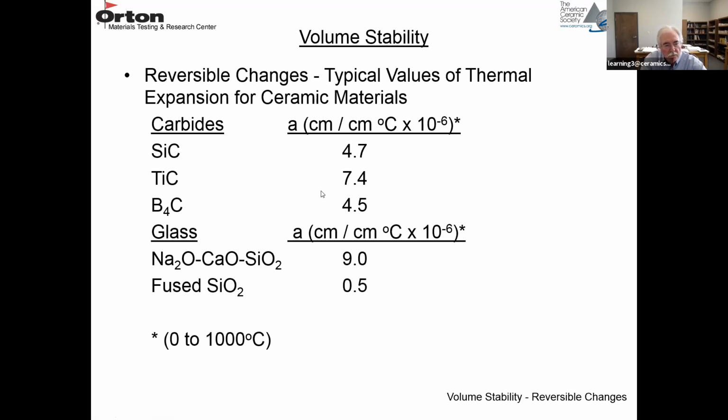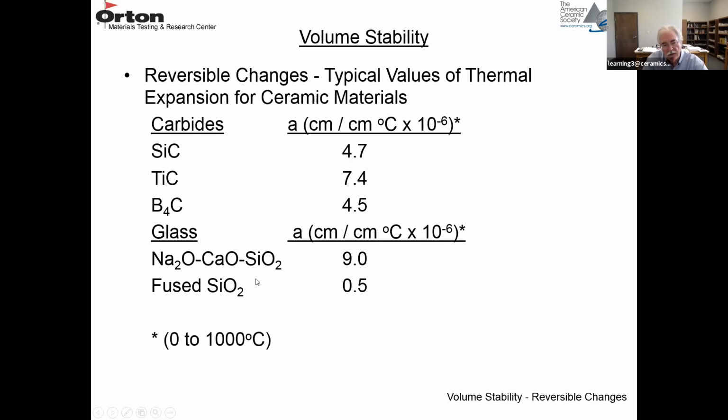This slide shows some other materials. It shows the carbides: silicon carbide, titanium carbide, and boron carbide. You can see they're lower. This is 4.7, 7.4, and 4.5, and that's all times 10 to the minus 6. So these have lower thermal expansion coefficients compared to the oxides.